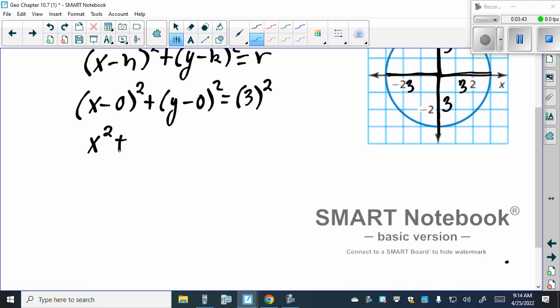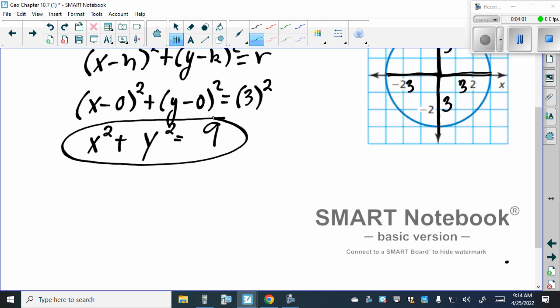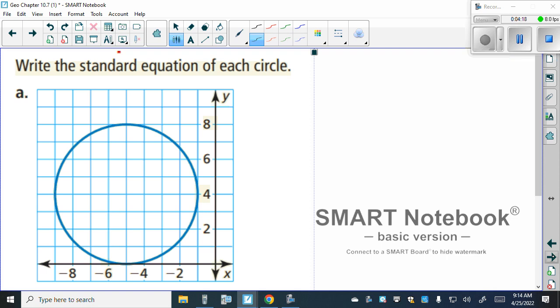X minus 0 squared is just going to be x, so we'll just have x squared. Y minus 0 squared is just going to be y by itself, so y squared is equal to 3 squared. And what is 3 squared? 9. So the equation of this circle is going to be x squared plus y squared equals 9. Any questions on this here? Let's look at the next one.